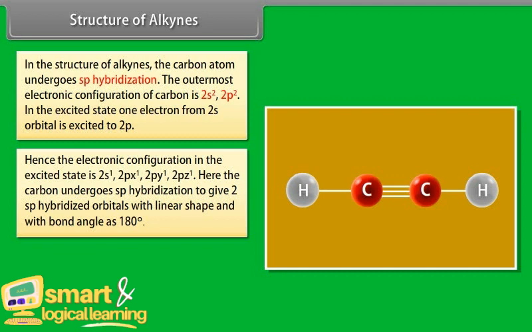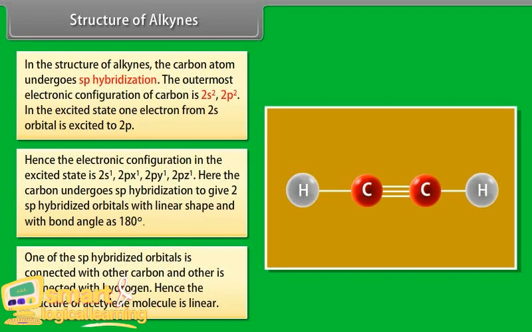Here, the carbon undergoes sp hybridization to give 2 sp hybridized orbitals with linear shape and with bond angle as 180 degrees. One of the sp hybridized orbitals is connected with another carbon and the other is connected with hydrogen. Hence, the structure of the acetylene molecule is linear.